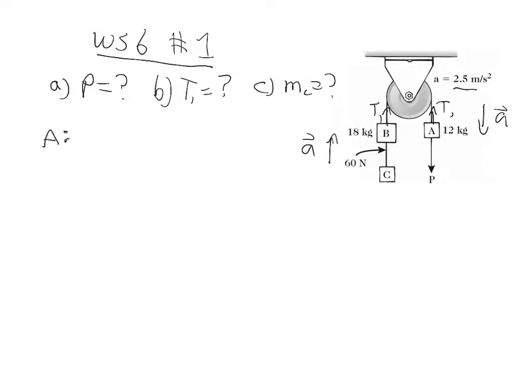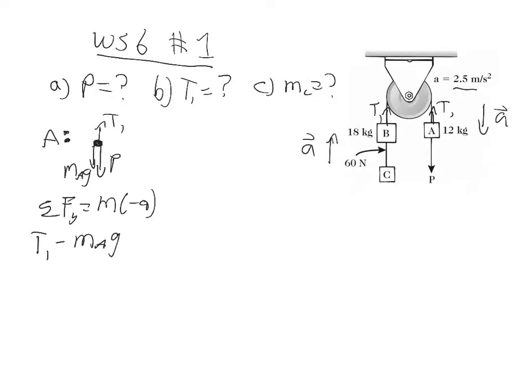Let's start with block A, since that's where P is acting. Let's see if we can figure out what's going on. For block A, what would our free body diagram look like? Well, we have P going down, we have mAg going down, and we have T1 going up. We know the sum of the forces in the y direction is going to be equal to m times negative a, since it's accelerating down. So if we summed our forces, we'd have T1 minus mAg minus P equals negative mA times a. But we don't know P and we don't know T1, so we can't solve. Bummer. But maybe we'll be able to later.